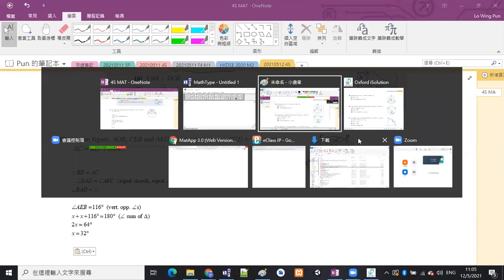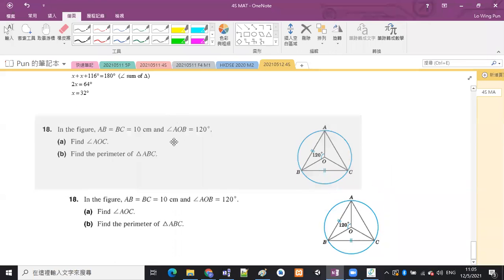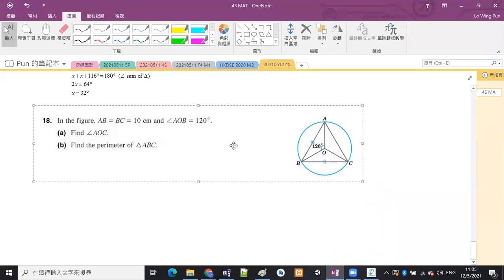Next, number 18. In the figure, AB is equal to BC is equal to 10 cm. The chords AB and BC are 10 cm. Angle AOB is 120 degrees. And the question asks you to find angle AOC. That is this one. But we have equal chords, right?